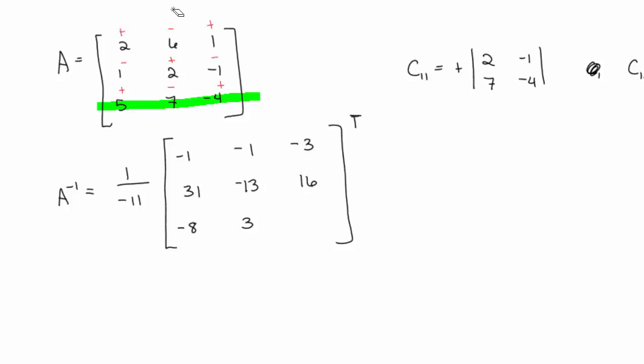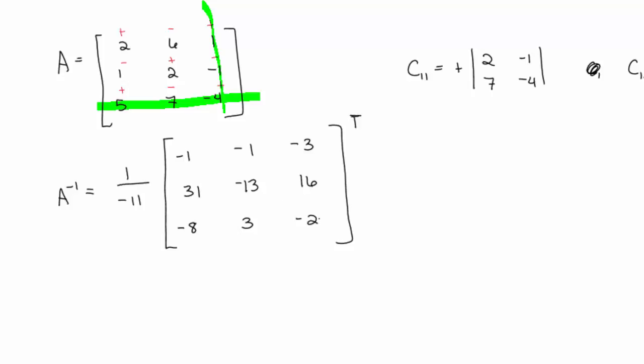And finally, barring any mistakes, we go third row, third column. There's a positive associated with this element, so I'll put a positive here for the moment. Excuse me. And I have 4 minus 6, or negative 2. So positive negative 2 is a negative 2.